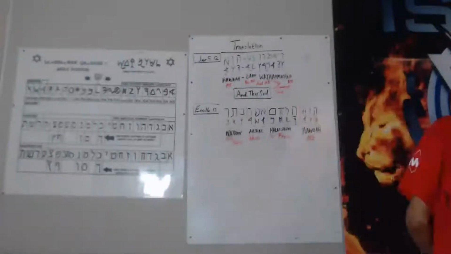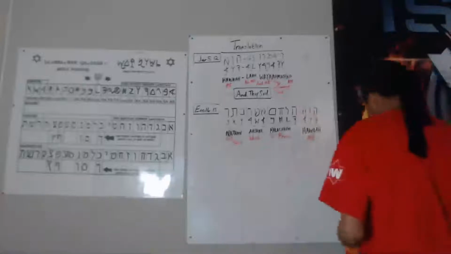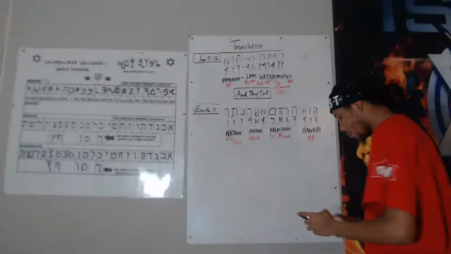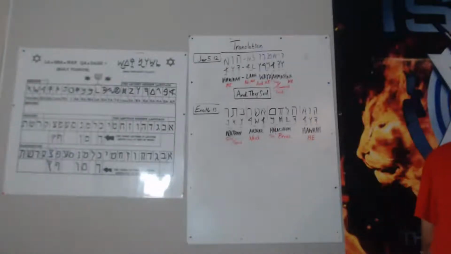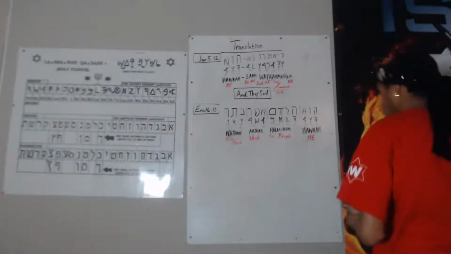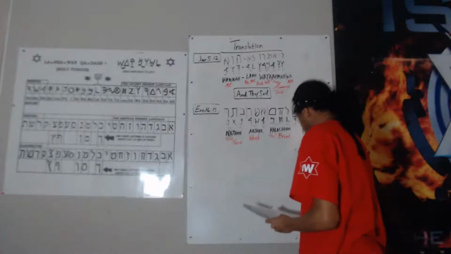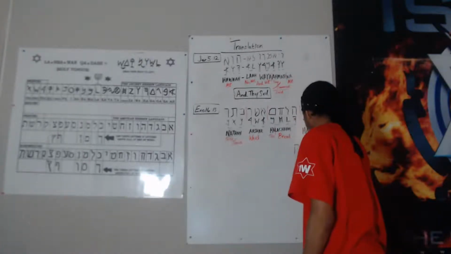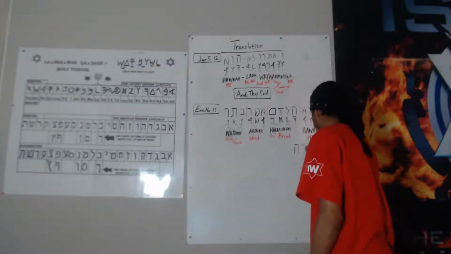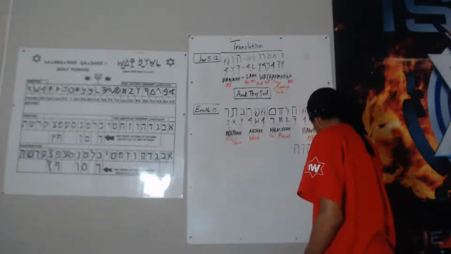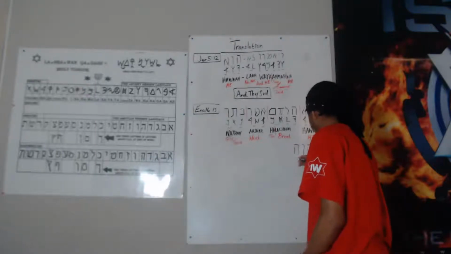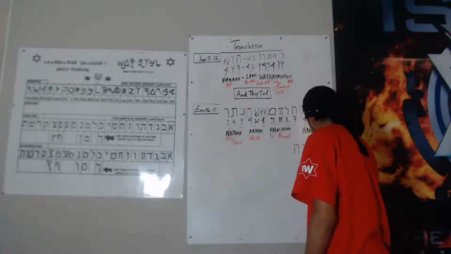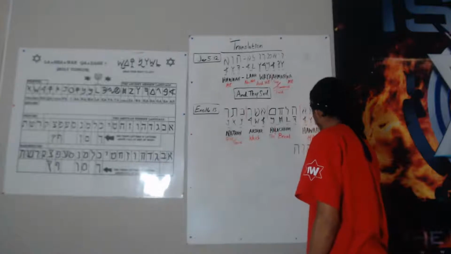So let me read the scripture one more time. I'll show you. Give me a second. I'm going to read the scripture one more time, but before I do that, there's one part also. All right, this right here is very simple. This is the Lord's name.